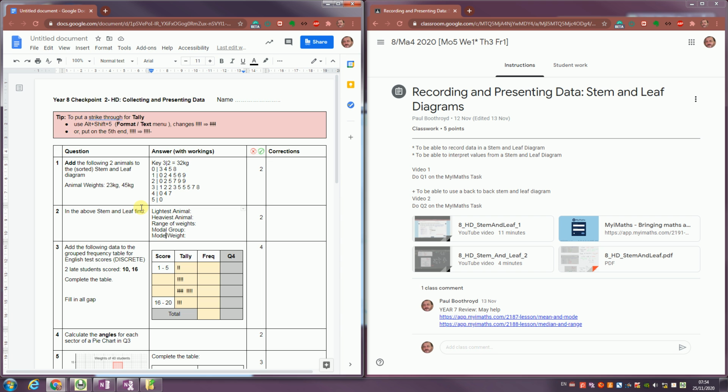The mode weight is find the longest list of the same digits. So they must be next to each other. So if I found there's nothing else better than these 2 9s, I've got a mass of 29 kilograms is my modal weight.